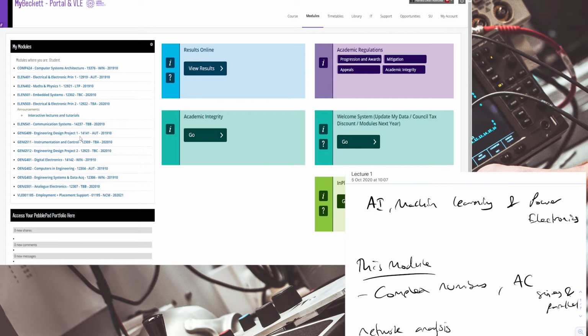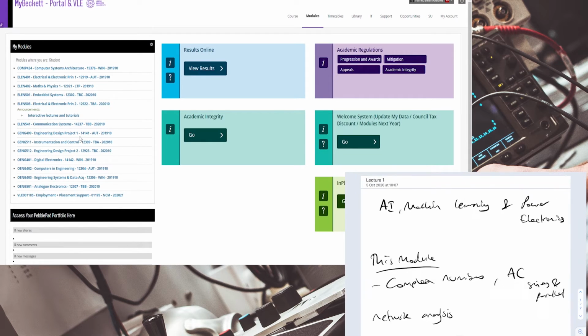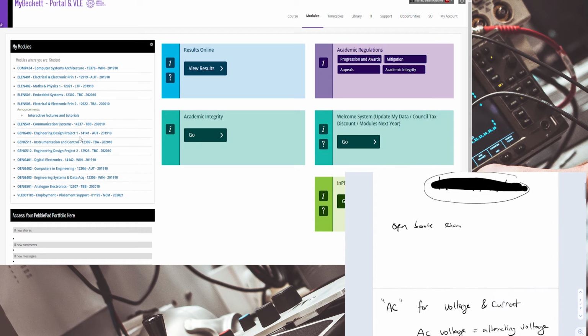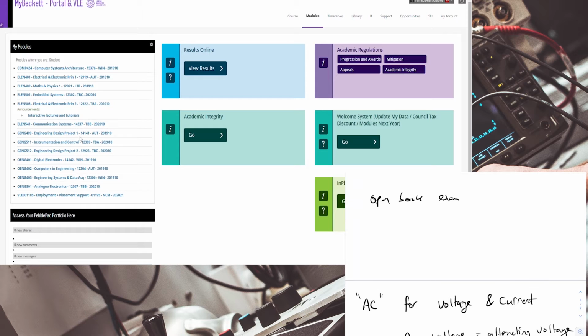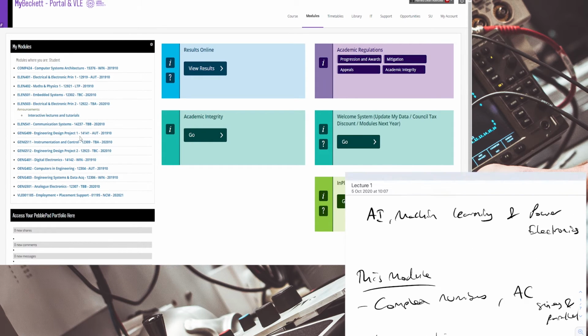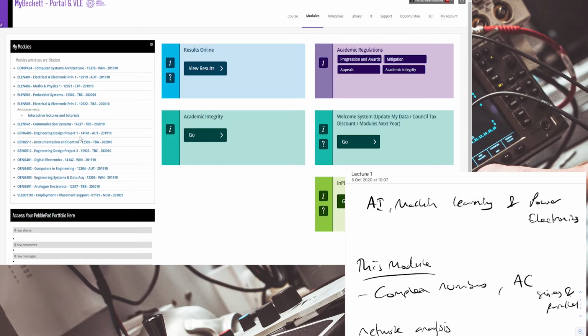So I basically now have the information that I need to learn for my first lecture, and then I need to try and find a way that I can actually digest it and learn it. So I'm going to basically go through my notes and start converting them into notes I can actually use.